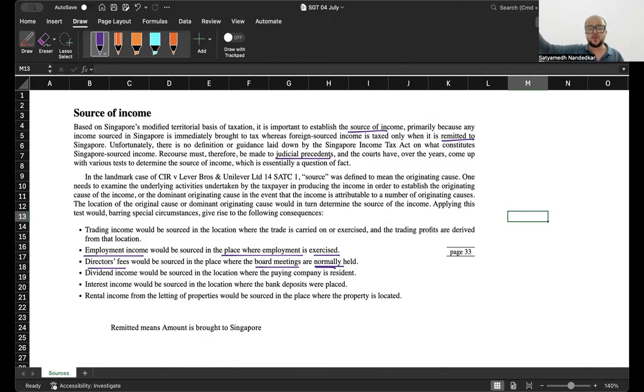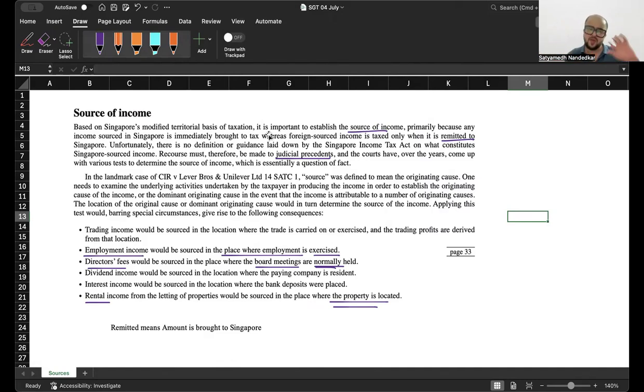Then the interest income is sourced in the location where the deposits were made, and the rental income from the letting of properties would be sourced in the place where the property is located. Rental income is sourced in the place where the property is located. So the location of property again would play the role here. So what you need to remember here is, if you're talking of employment income, it is sourced from the place where employment is exercised. If you're talking about director fees, they are sourced in the place where the board meeting is held. So this table or this part of the study text is what you need to remember.